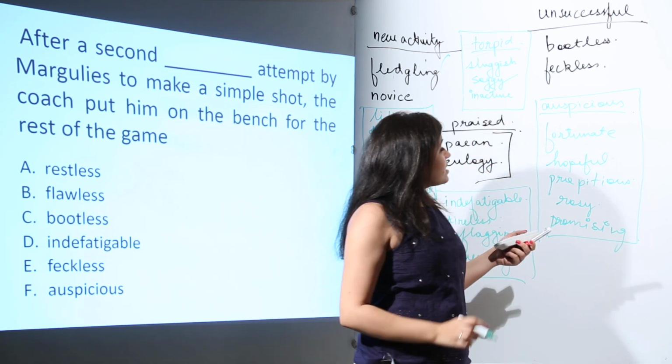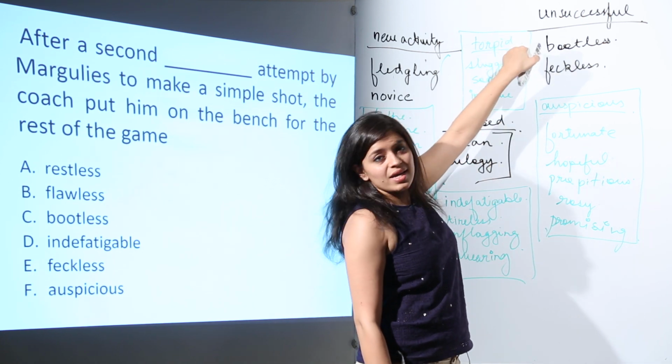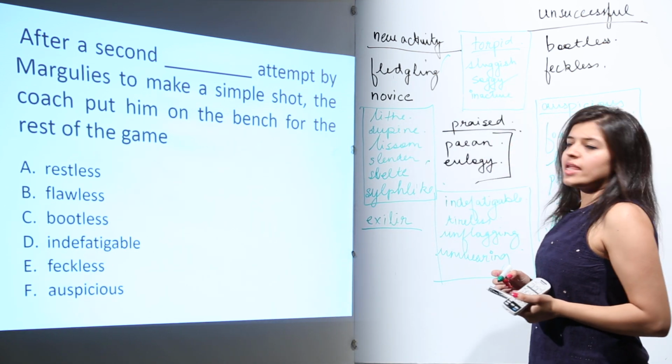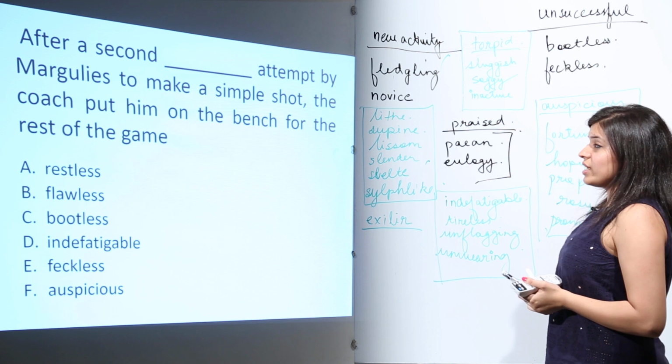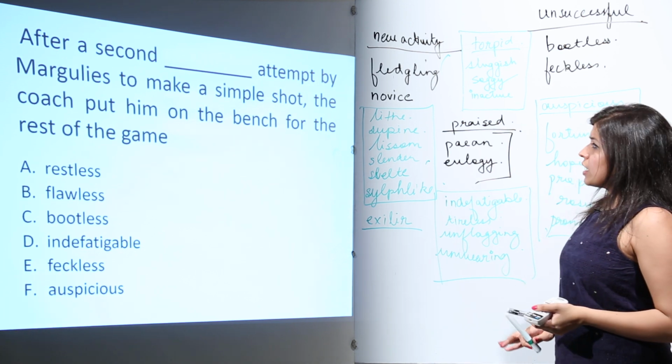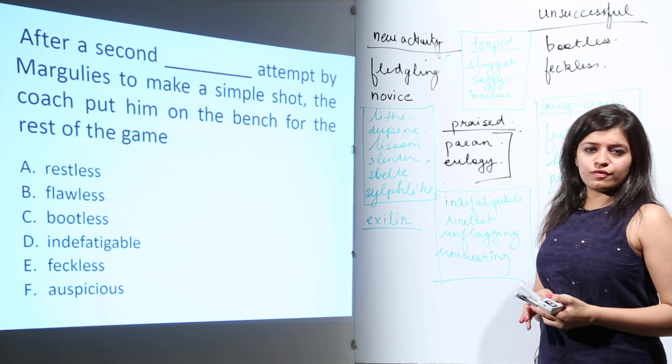So, we can say that in this case our unsuccessful words are bootless and feckless. Let's put these two words into the sentence. After a second bootless and feckless attempt by Margulies to make a simple shot, the coach put him on the side bench for the rest of the game.